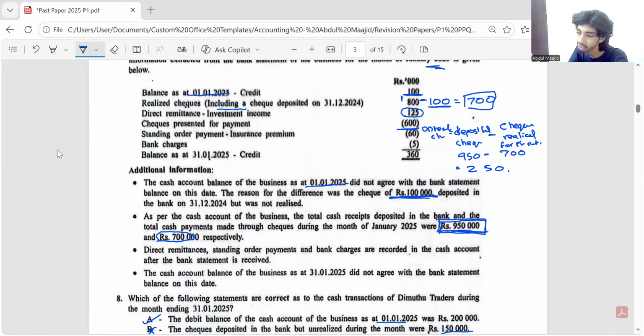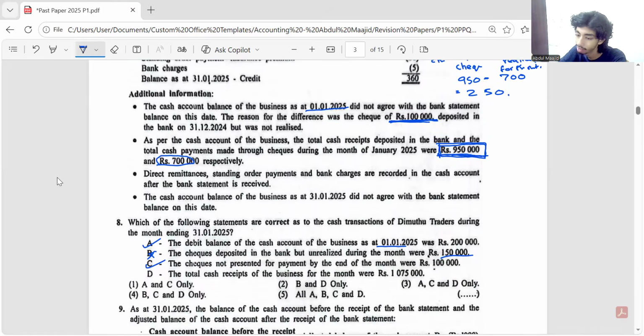That's the receipt, 950. Apart from that, investment income has been directly put to the bank, 125. Totally during the month, you have received cash worth 1,075,000. Therefore, D is correct. So A, C, and D, answer number 3. They're asking for the correct statement. Be careful. Sometimes they'll ask for incorrect statement as well.